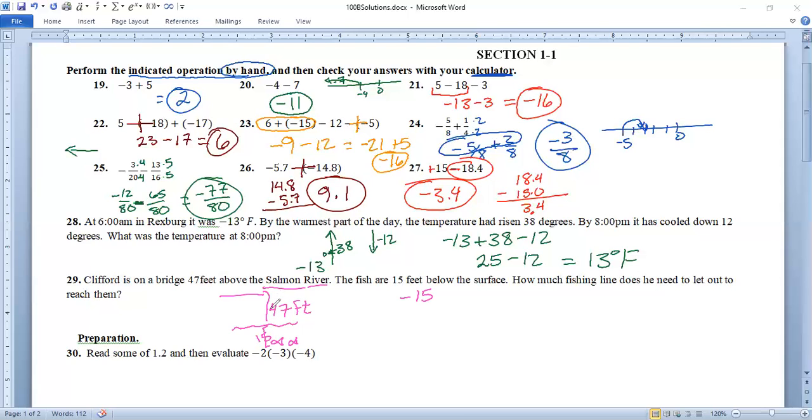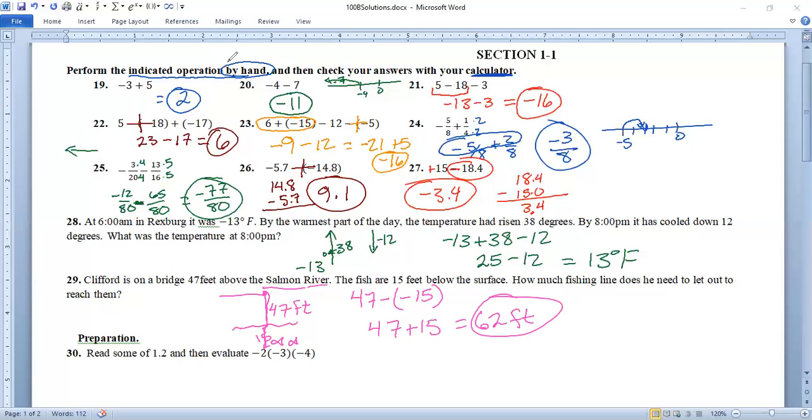Now, most of you can see that, oh, if he needs fishing line to go down 47 feet and then another 15, you just add those two together. Officially, you're finding the distance between positive 47 and subtracting a negative 15. And that's exactly why it turned into a plus problem. So it's just 47 feet above the line, 15 feet below, and that ends up being, what, 62? 62 feet of line he needs to let out.